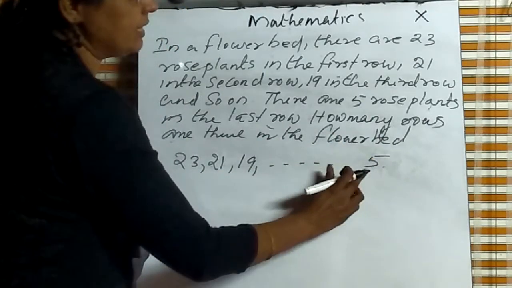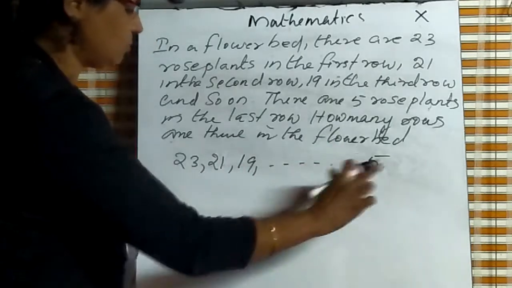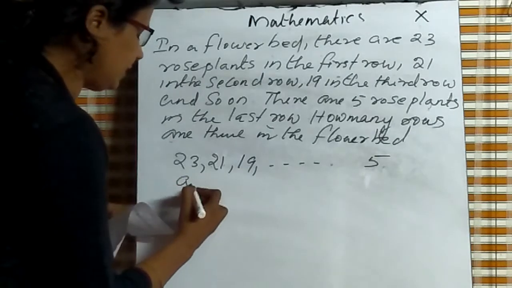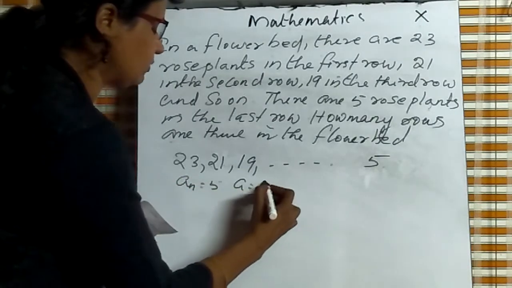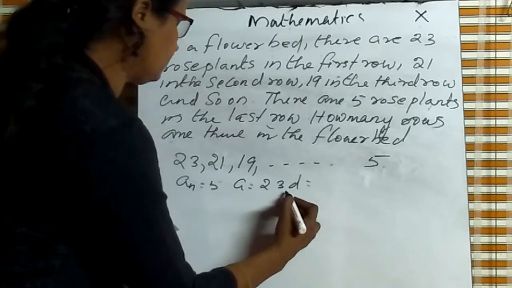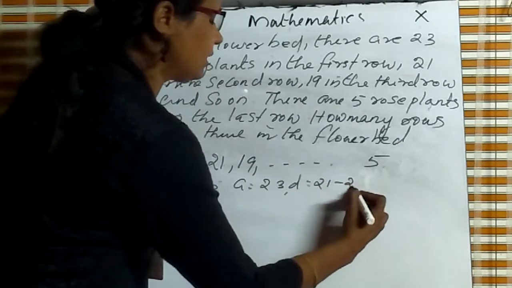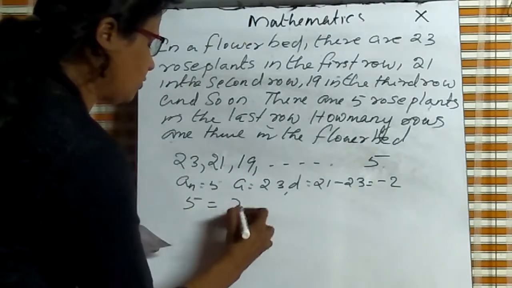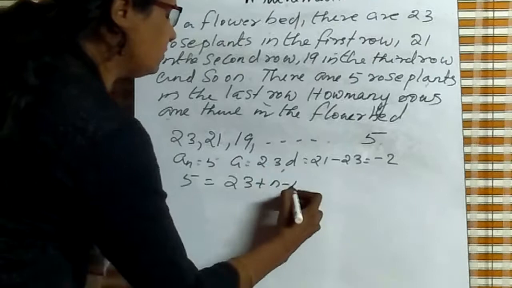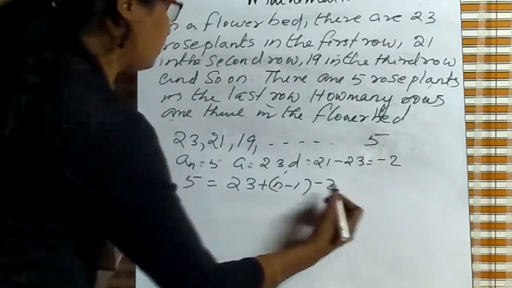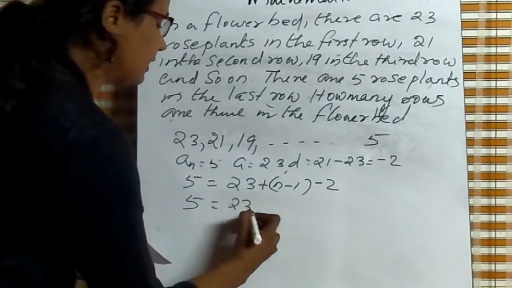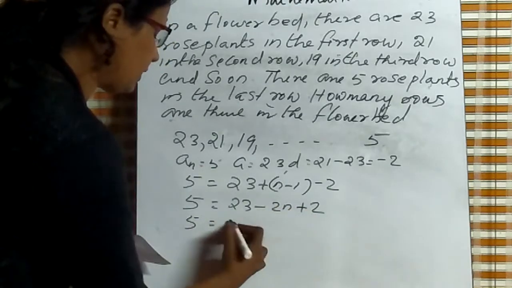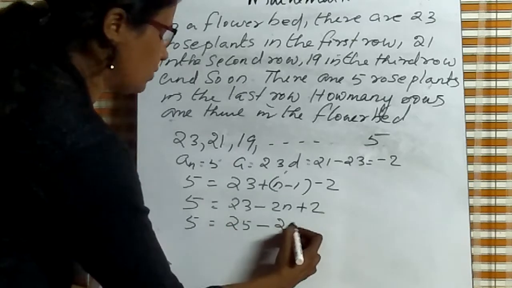For that, we take an equal to 5 and assume this is an AP. Find n. An equals 5, A equals 23, D equals 21 minus 23, which is minus 2. So 5 is equal to 23 plus (n minus 1) into D, which is minus 2. 5 is equal to 23 minus 2n plus 2. 5 is equal to 23 plus 2 is 25, minus 2n.